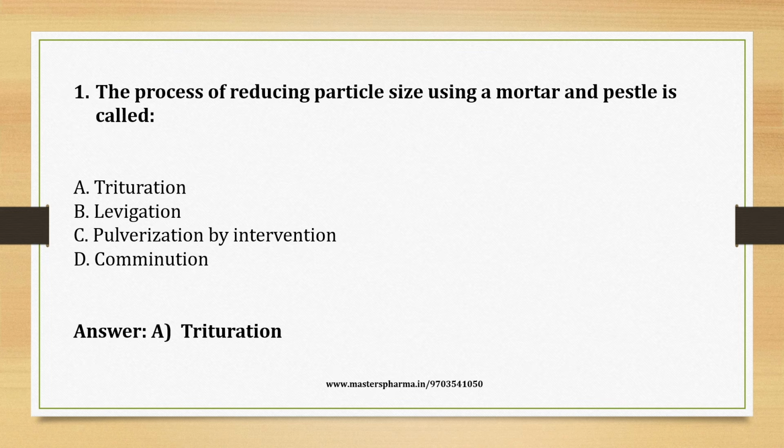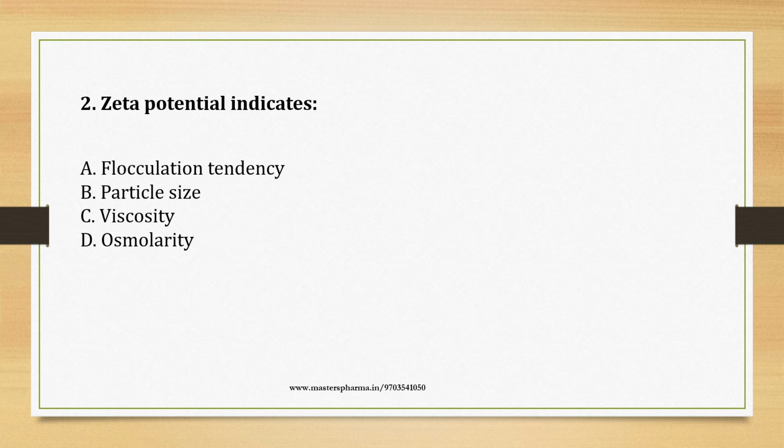The second question, zeta potential indicates flocculation tendency, particle size, viscosity, or osmolarity. The correct option is flocculation tendency. Here, what is zeta potential?